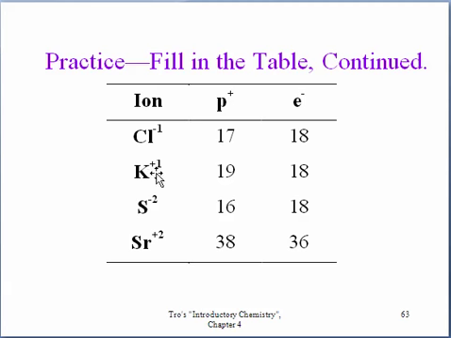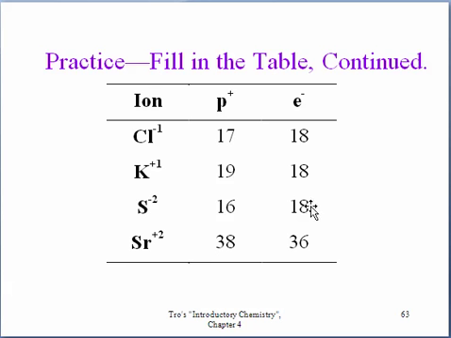Potassium, it's a positive charge, +1. That means I have 1 more proton than electron. So if I have 19 protons, I must only have 18 electrons. Sulfur, my charge is negative, so that means I have more electrons. Sulfur must have gained these 2 electrons. We don't really care how, but we're just looking at the overall charge at this point. So if there are 16 protons, I must have 2 more electrons to get that -2 charge. So I have 18 electrons. Strontium has a +2 charge, that means I have 2 more protons than electrons. So if I have 38 protons, I have 36 electrons.